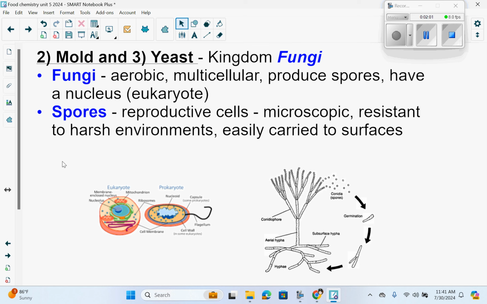Mold and yeast. These are in the kingdom fungi. Fungi are aerobic, multicellular, produce spores, and have a nucleus. They're eukaryotes, like us. These spores are reproductive cells. They're microscopic, resistant to harsh environments, and are easily carried to surfaces. You can see that right here.